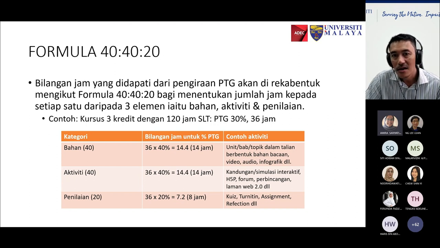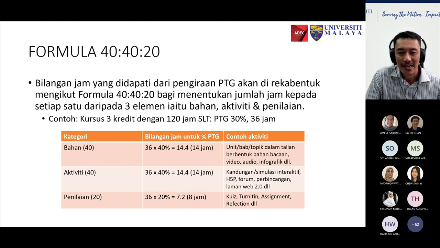I just want to check whether I understand this correctly. The example here is a 3-credit course with 120 hours SLT, PTG 30%, so 36 hours. Is the PTG 30% the percentage that we can decide at the course or program level, whether we want it to be 30%, or 40%, or even 79%? Is that the 30% that you're talking about? Yes, that's the percentage that we talk about. There are two parts to that question, which I'm going to go over in the next few slides, because there are different ways for you to operationalize this PTG. I will answer that later. Is that okay? Okay, all right. Thanks. Okay, we have more questions in the chat.